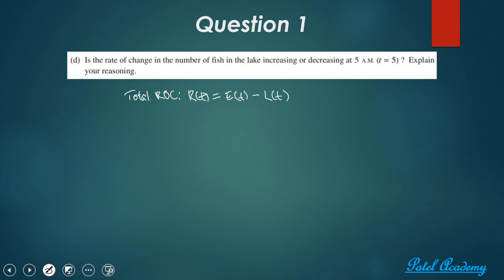minus L(t). And so now if I take the derivative, this is just term by term differentiation, so I get E'(t) minus L'(t). And so R'(5), in this case because t equals 5, is just E'(5) minus L'(5). And plugging this into your calculator, you get negative 10.7228.